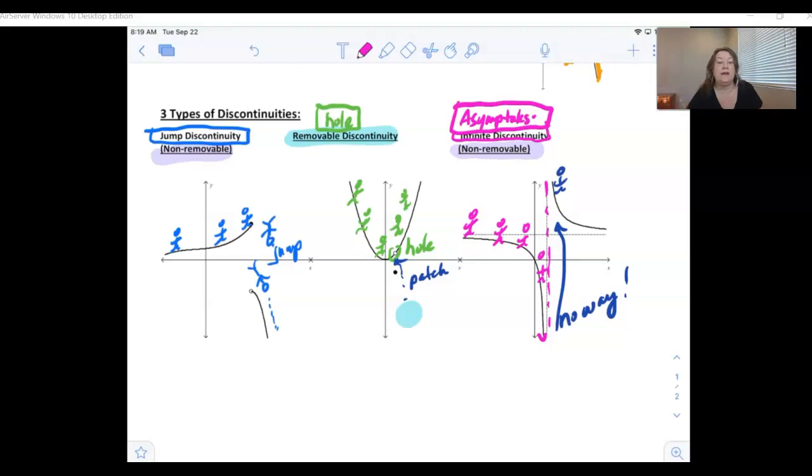Most of the time we will not care if you use just the everyday language for them, the jump, the hole, the asymptote, or infinite discontinuities.